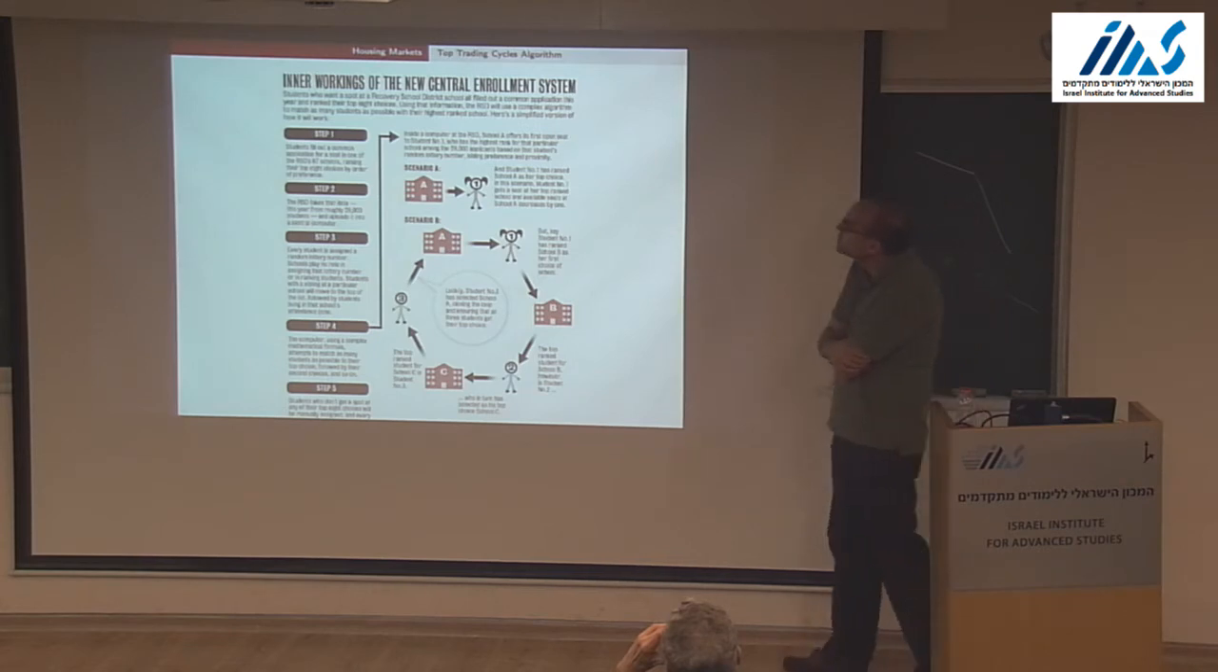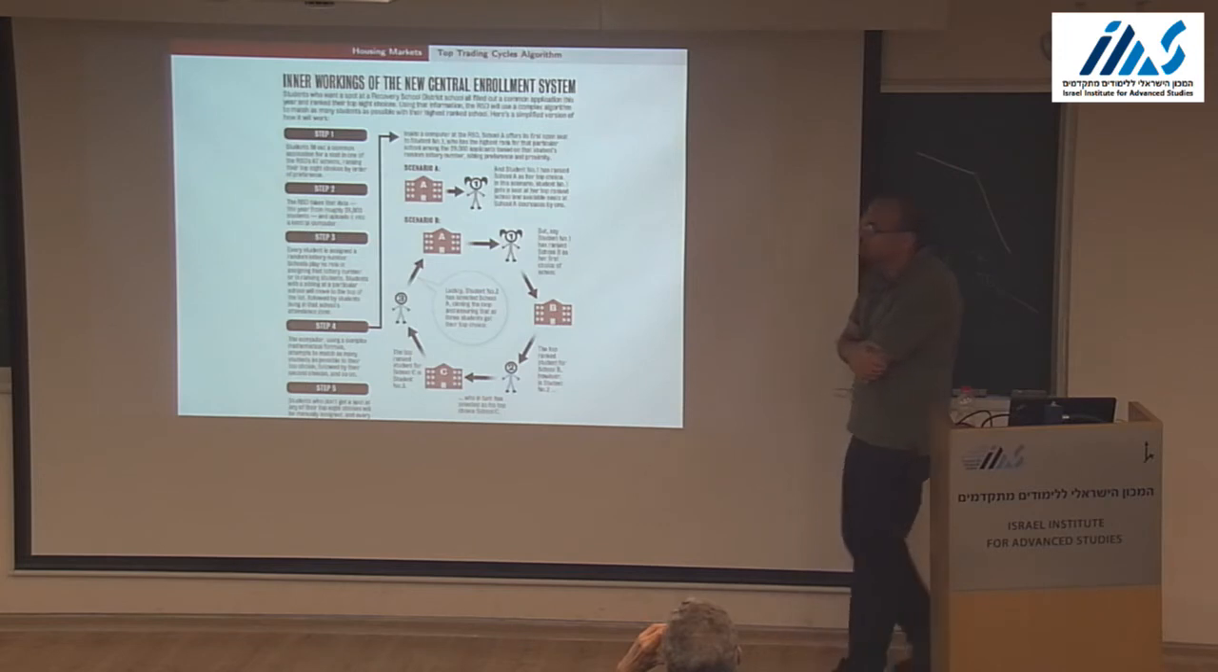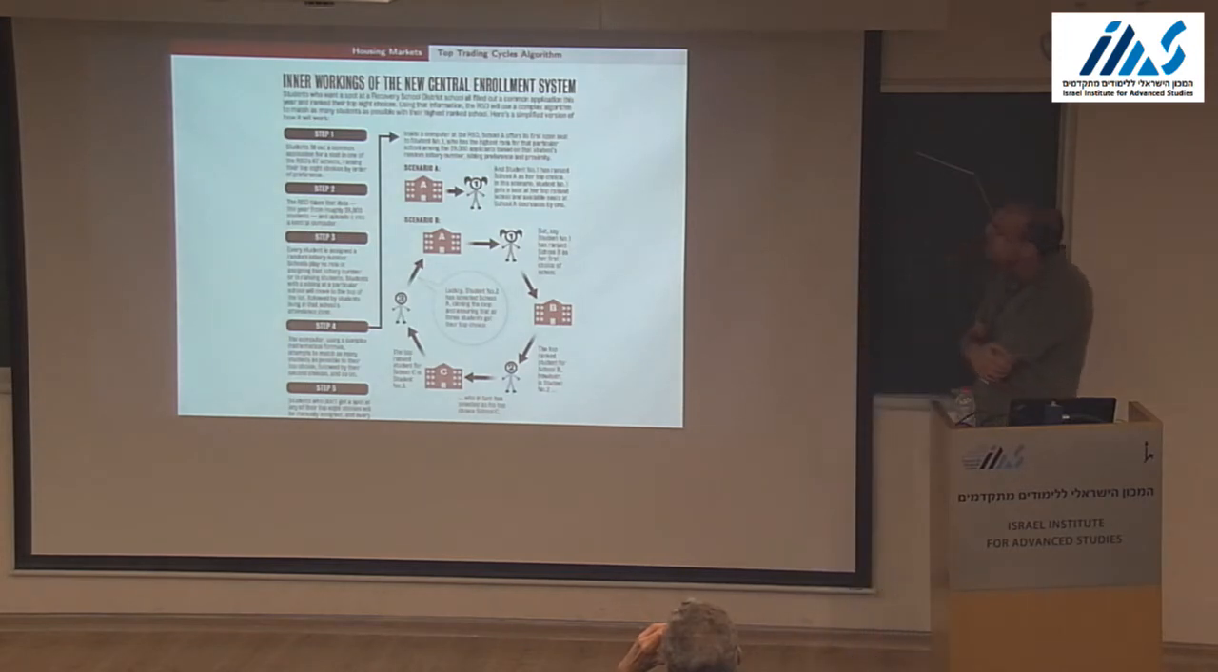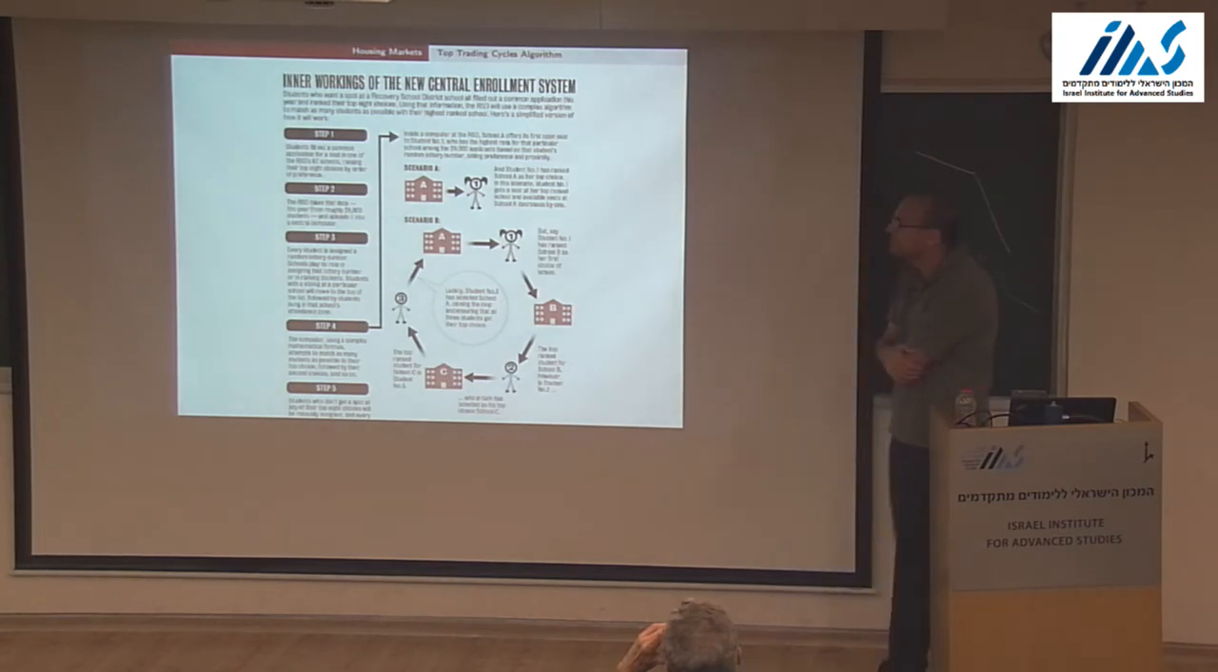And in this scenario, student one gets a seat at her top ranked school because it's just a cycle where he's pointing to the school for which he's got the highest priority. In scenario B, we have that example of a three-way cycle that we just talked about.